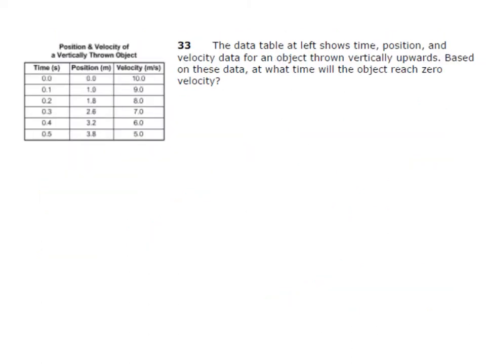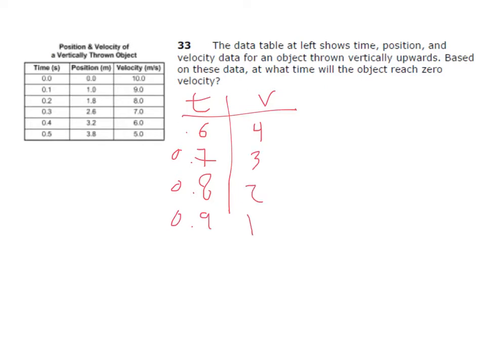The data table at left shows time, position, and velocity data for an object thrown vertically upwards. Based on these data, at what time will the object reach 0 velocity? So really all we have to do is continue our graph here, or our table, time versus velocity. And we can look at this and say at 0.6 it will be 4, at 0.7, 0.8, 0.9, and so on. It will be 4, 3, 2, 1. So at 1.0 seconds, it should be 0.